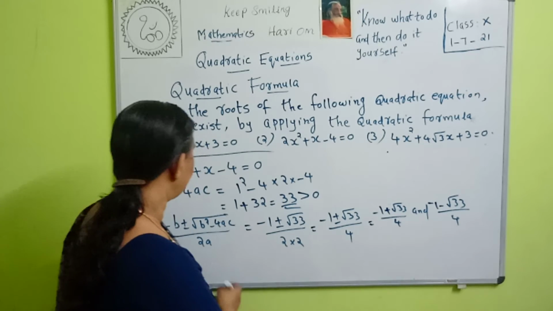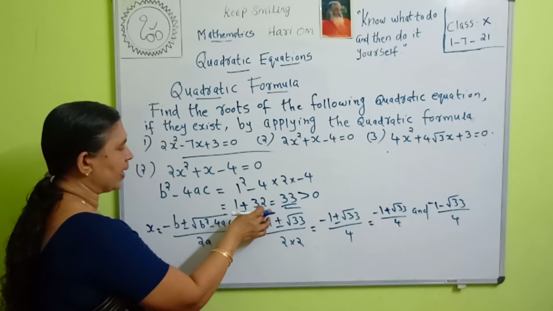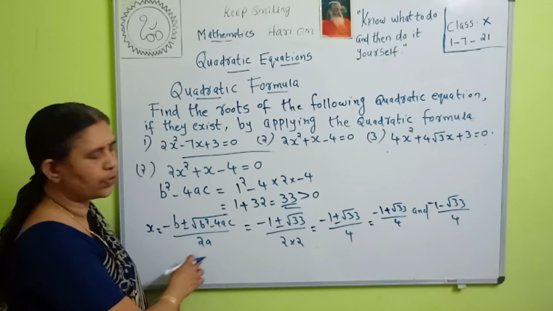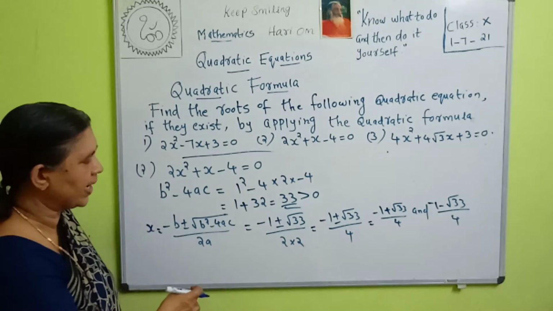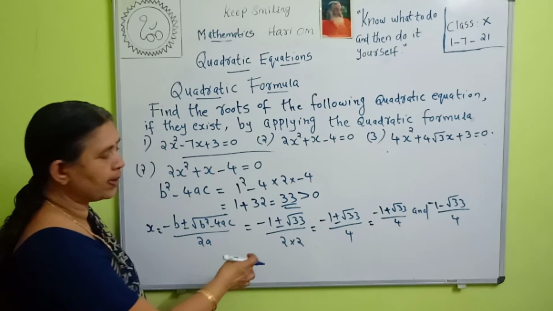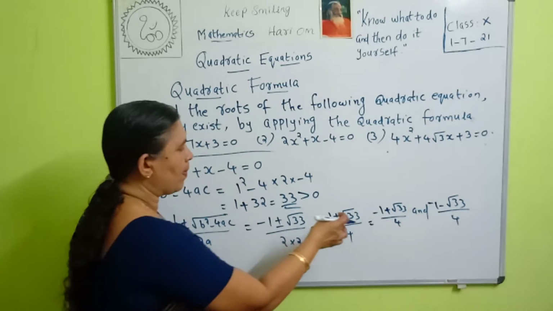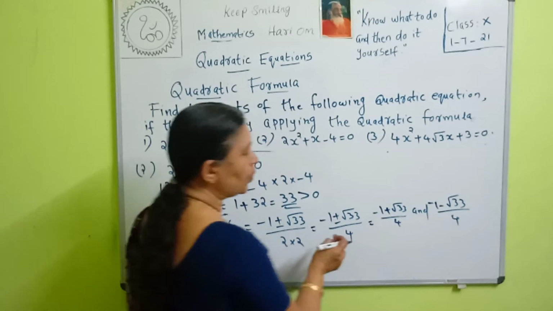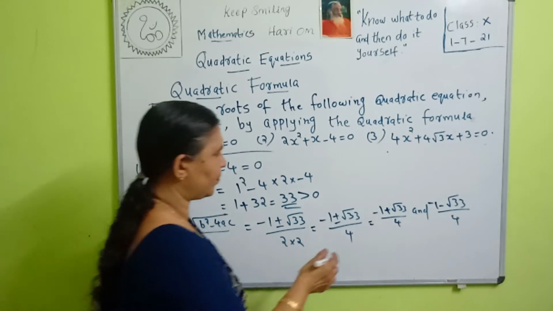So b square minus 4ac is 33, which is greater than 0. Therefore, x is equal to minus b plus or minus root of b square minus 4ac by 2a. Substituting, we get minus 1 plus or minus root 33 by 2a, which is equal to minus 1 plus root 33 by 4 and minus 1 minus root 33 by 4.